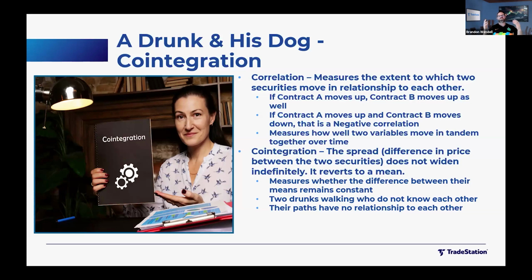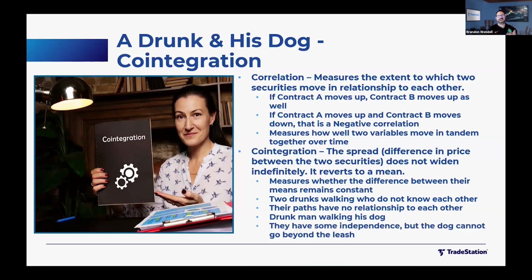But a drunk walking their dog, the dog is tethered to that person. So while the person may move and stagger because they're drunk, the dog also has some independent movement as well, but they cannot go beyond the leash. They're tethered together, so they will eventually move down the road in the same direction. One can't move without the other because they're tethered together.